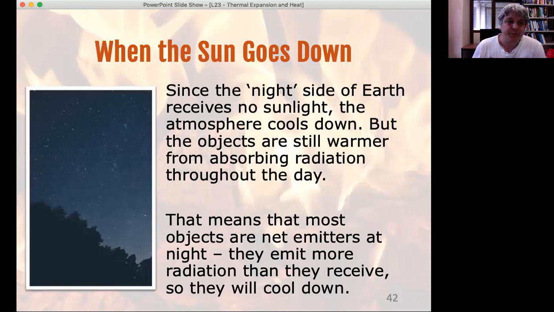When the sun goes down and it's nighttime, that side of the Earth isn't getting any sunlight. The other side obviously still is, but the night side isn't. The atmosphere starts to cool down. But the objects are still warmer from absorbing radiation throughout the day, so most objects are actually net emitters at night. They got warmed up by the sun during the day, nighttime comes, the atmosphere cools down, and now the objects are warmer than the atmosphere, so they emit energy and become net emitters.